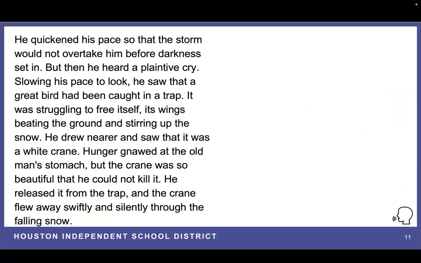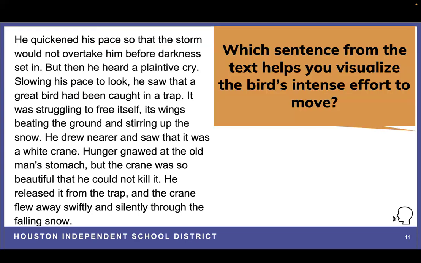Now let's practice finding text evidence together. I'll read this passage about the white crane, and then we'll answer a question about which sentence helps us visualize the bird's efforts to move. He quickened his pace so that the storm would not overtake him before darkness set in. But then he heard a plaintive cry. Slowing his pace to look, he saw that a great bird had been caught in a trap. It was struggling to free itself.